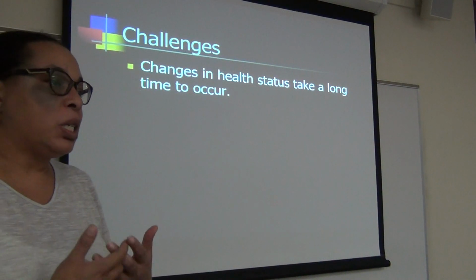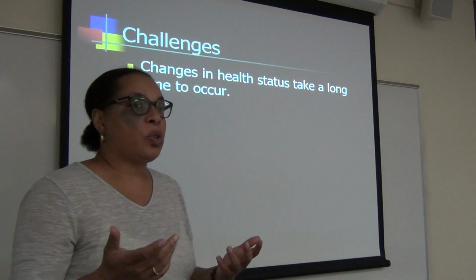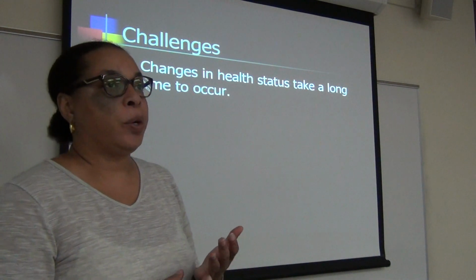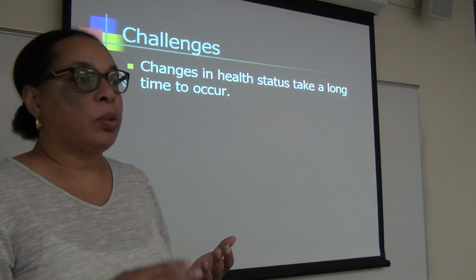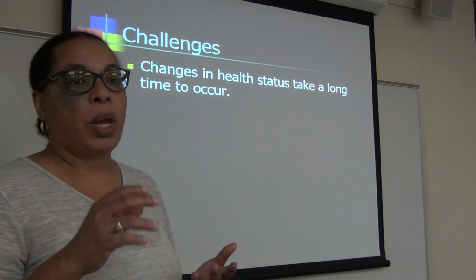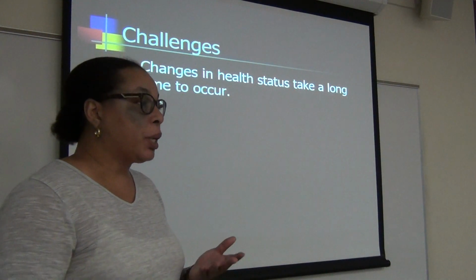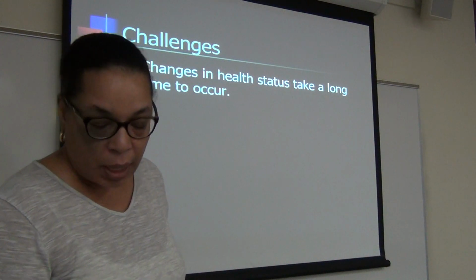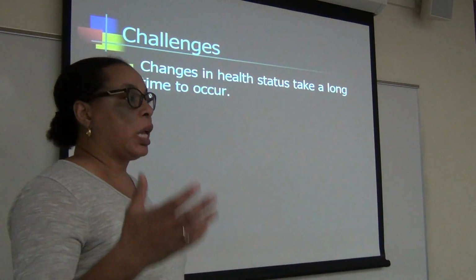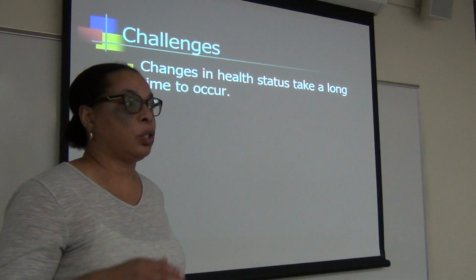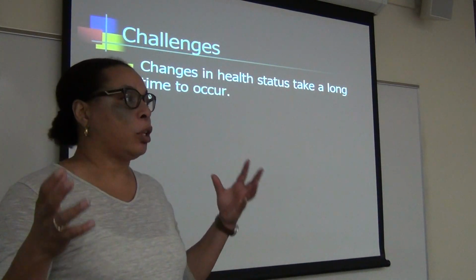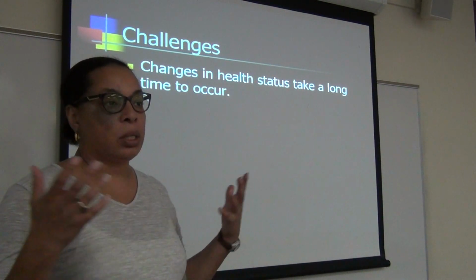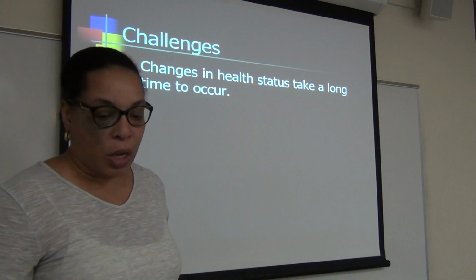Some things you can see changes in health status with. So, for example, if you look at HIV prevalence rates or incidence rates, teen pregnancy rates, teen birth rates, you can see those relatively quickly, but some things are going to take longer to change. And depending upon how large your population is, it may take longer too.